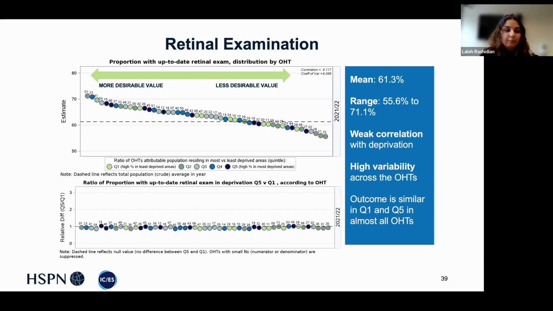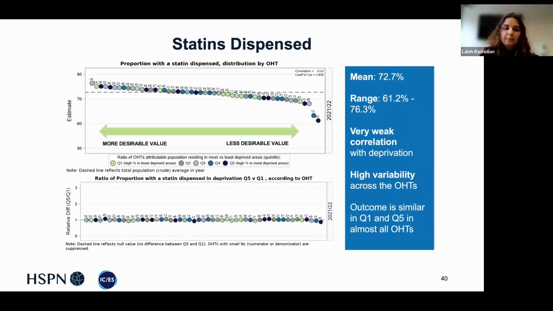And when we look down at the bottom panel, they seem to be nicely laid out along that dotted line, which is indicative of equity. We have the same rates of retinal examinations in our more deprived and less deprived groups. This is the final process indicator.